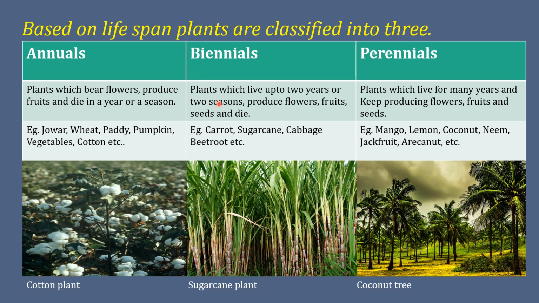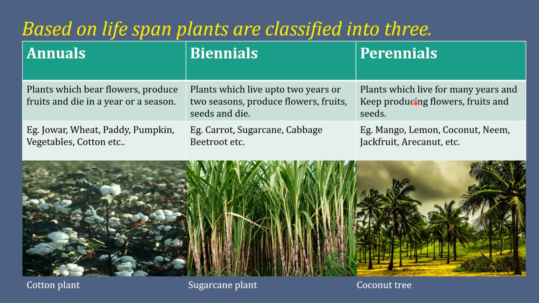Biennials are the plants which live up to 2 years or 2 seasons, produce flowers, fruits, seeds and die. Carrot, sugar cane, cabbage, beetroot. If you sow the carrot seeds, the carrot will live for 2 years, children. Even the cabbage, sugarcane and beetroot, these are called biennials.